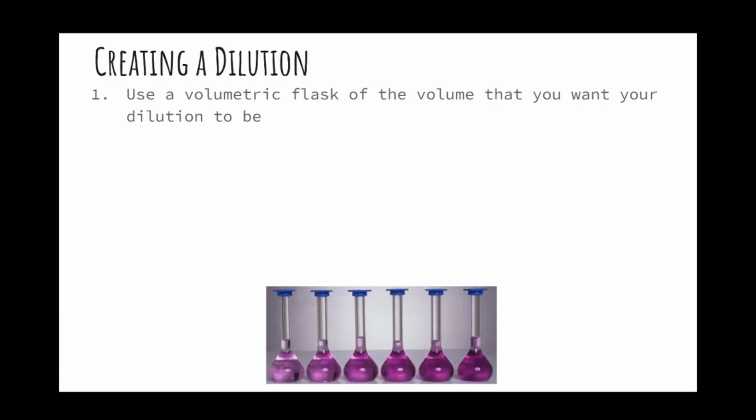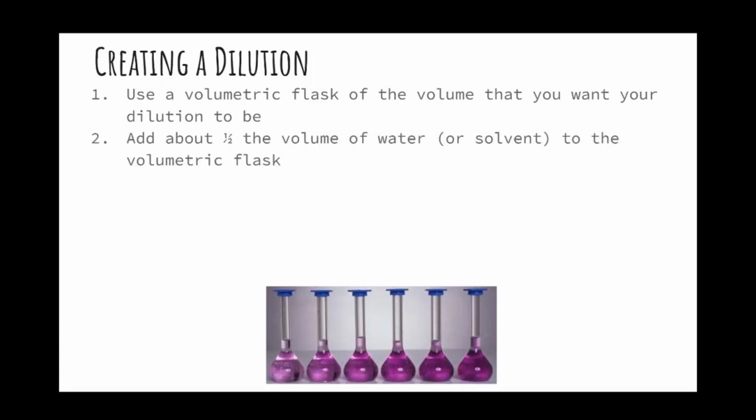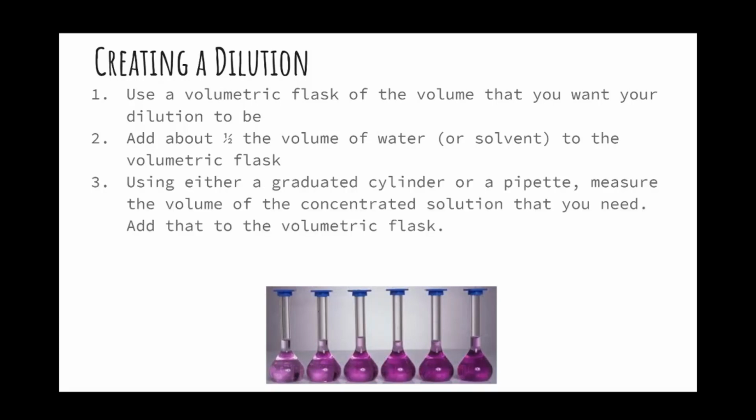Okay, the first thing you want to do is get a volumetric flask for the volume that you want your dilution to be. This is going to be your V2. You need a volumetric flask for your V2. Just like we did with making a solution, we're going to add about half the volume of water or solvent to that volumetric flask. Using either a graduated cylinder or a measured pipette, you're going to measure the volume of your concentrated solution that you need, and transfer that to your volumetric flask.